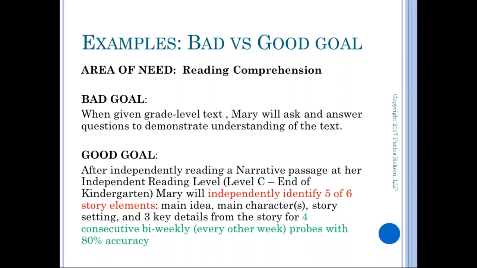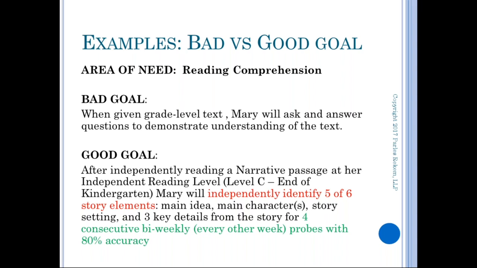After independently reading a narrative passage at her independent reading level, level C, end of kindergarten, Mary will independently identify 5 of the 6 story elements: main idea, main characters, story setting, and 3 key details from the story, for 4 consecutive bi-weekly, every other week, probes with 80% accuracy. So there's a big difference between the first goal and the new goal. The goal is clearly laid out, and we have great baseline data.